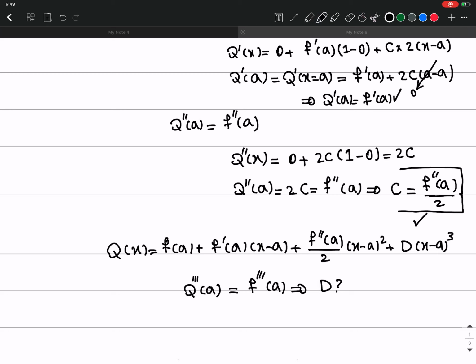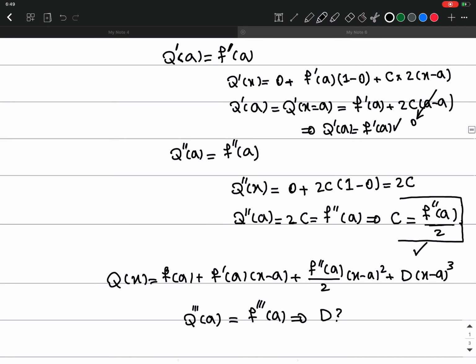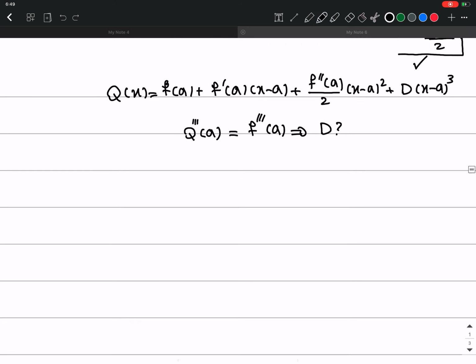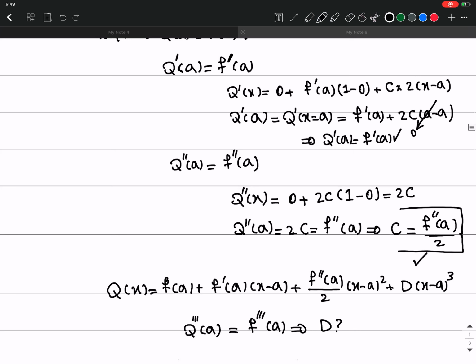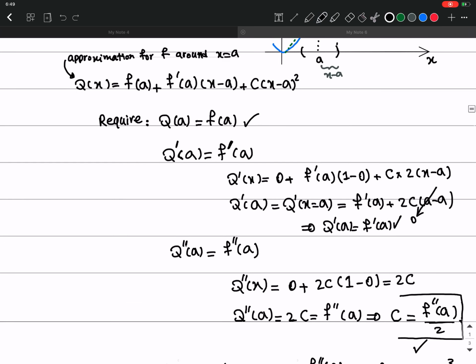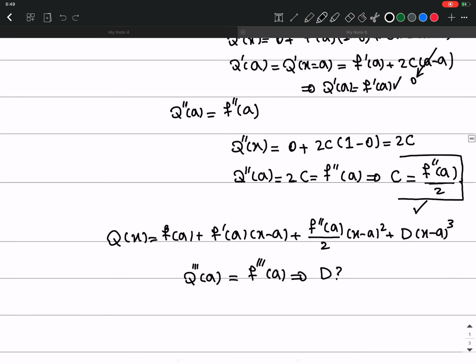So essentially you need to do the same thing, right? You need to take another derivative, but by adding this d term as well into the expressions here. Okay. So if we keep doing this, this is the exercise at home.